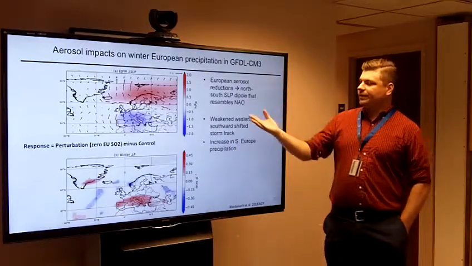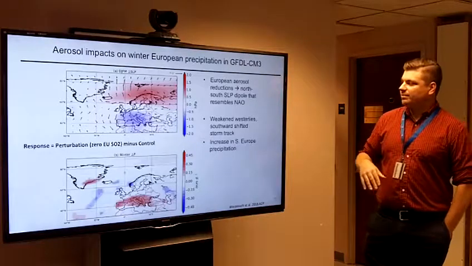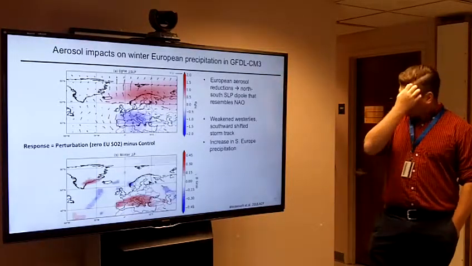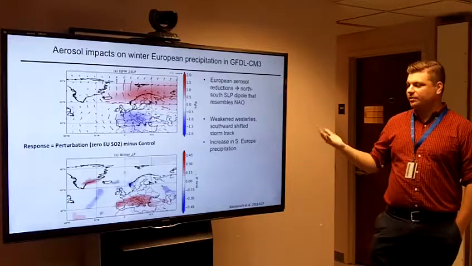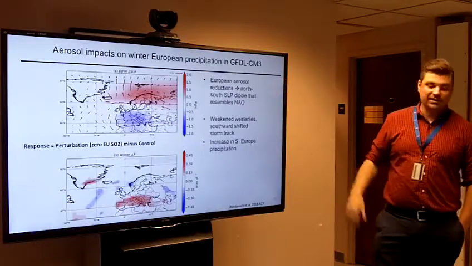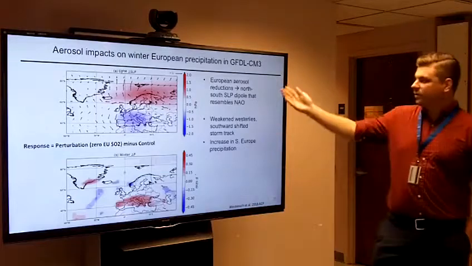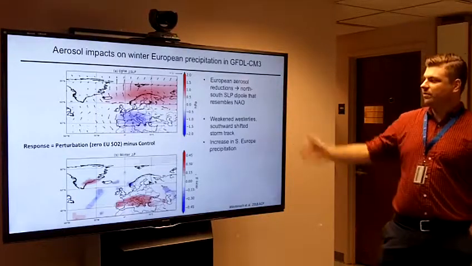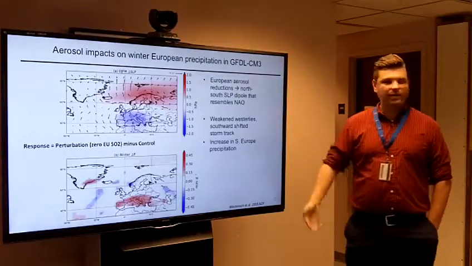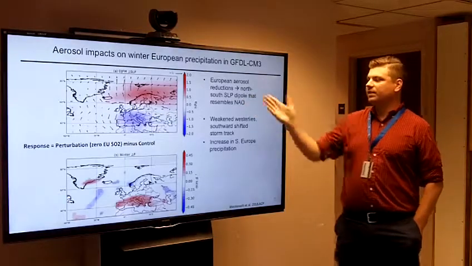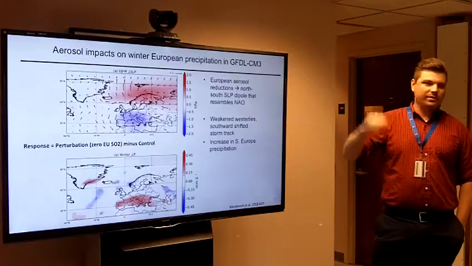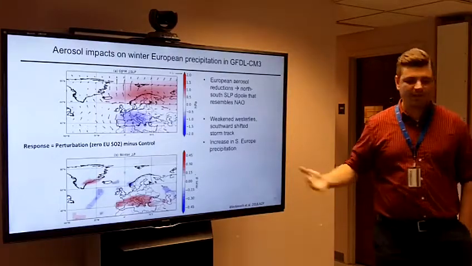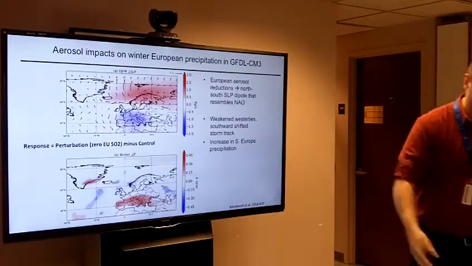So we think that this is probably somewhat of a robust explanation. It doesn't happen in all of the models, so there's still a question of how robust it is. But the internal mechanism makes sense in the context of an NAO response, because the NAO does the same thing, where the westerlies can get weakened, the storm track can get shifted south, and it can affect precipitation in the Mediterranean or southern Europe.